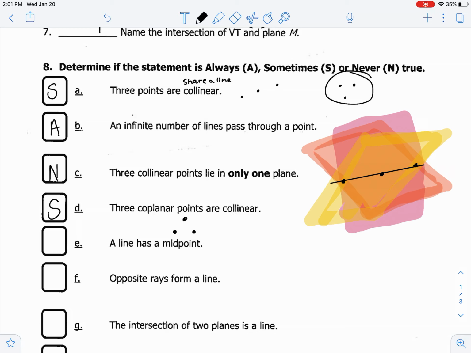A line has a midpoint. Well, if a line goes on forever and ever, can there ever be a true middle? The answer to that is no. And so a line never has a midpoint.